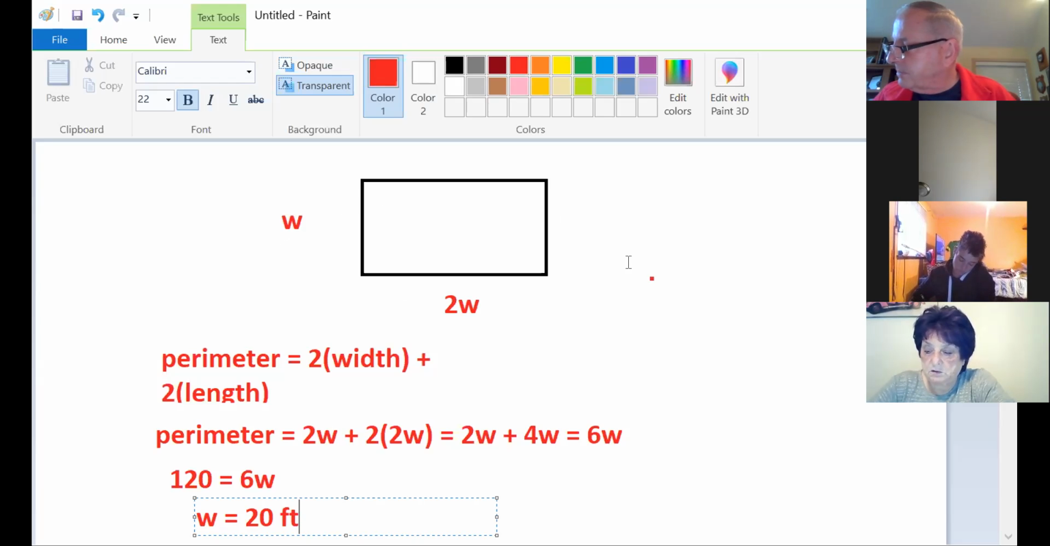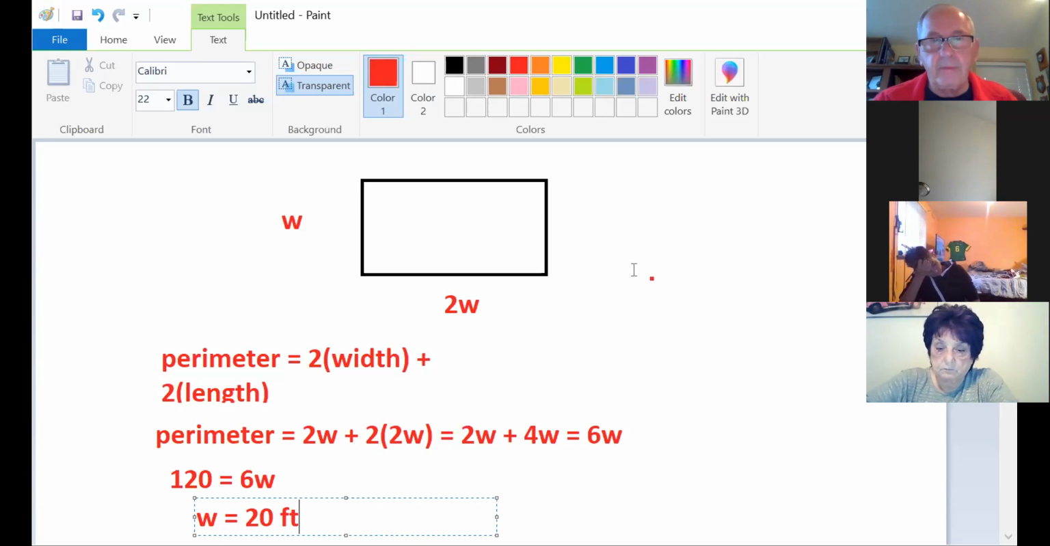That makes sense? Yeah. We'll get more on geometry coming up too. So you know perimeter and areas of things, but this is just an application they give you.